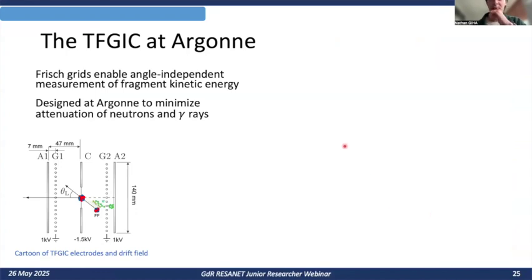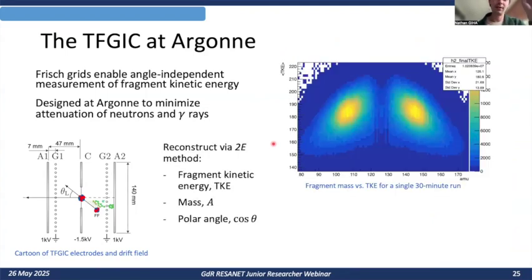So I talked a little bit about the ionization chamber already, but basically there are two independent sides. The fragments are emitted back to back, and so you can get a measurement of each fragment's kinetic energy. Using what's called the 2E method, you can reconstruct from that the fragment mass, as well as, with some other signals, the polar angle of the fission axis. So that means event by event, we can place our fission fragments on this graph where the axes are mass and total kinetic energy.